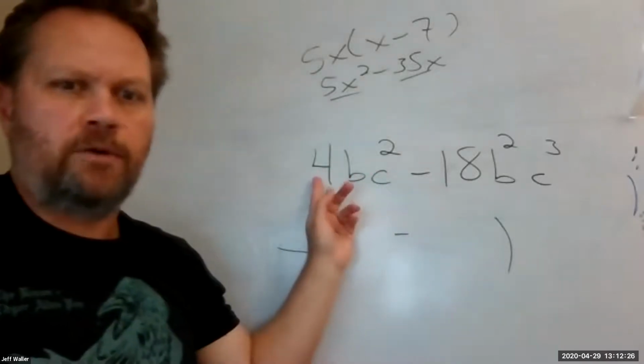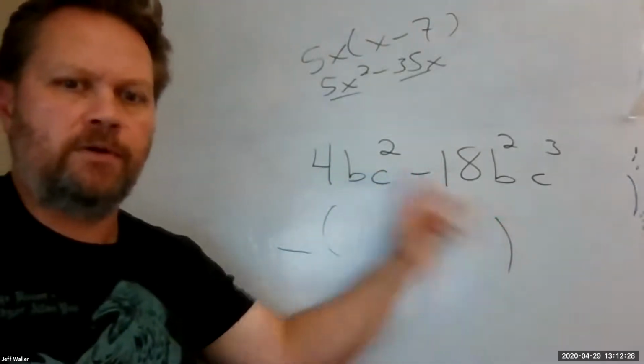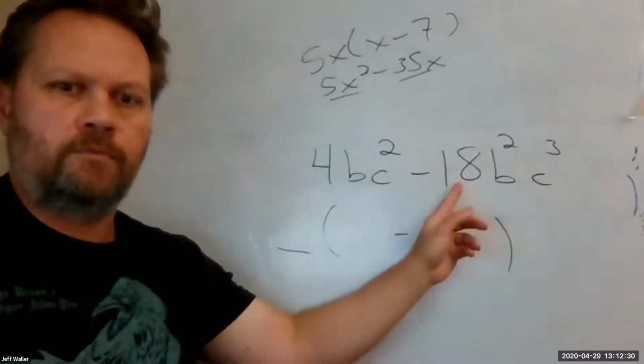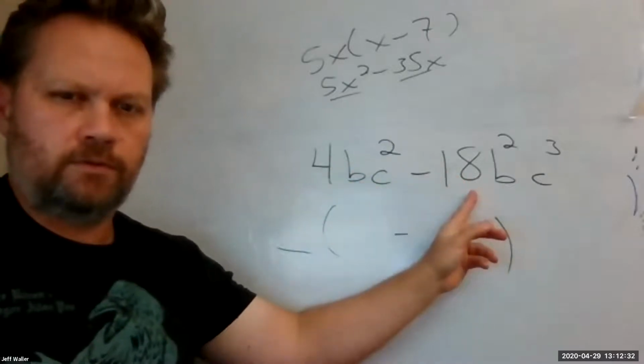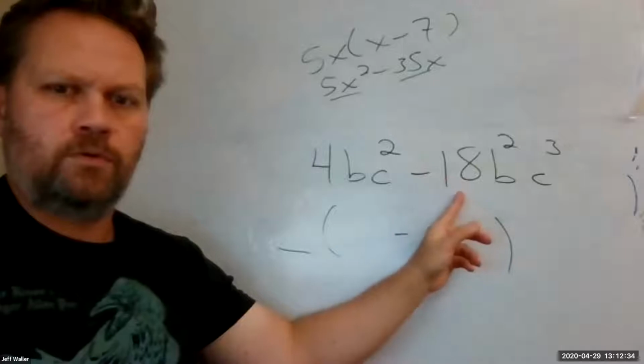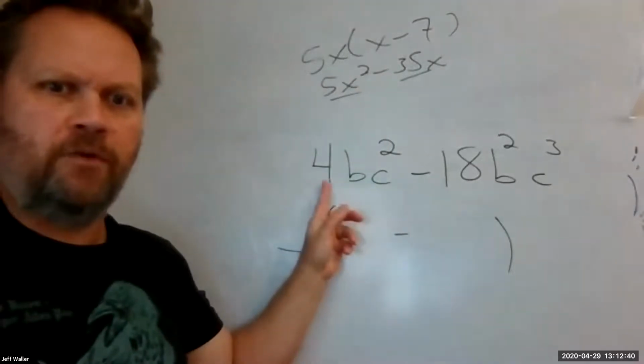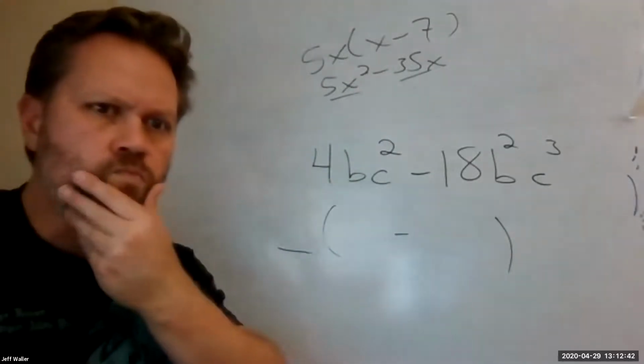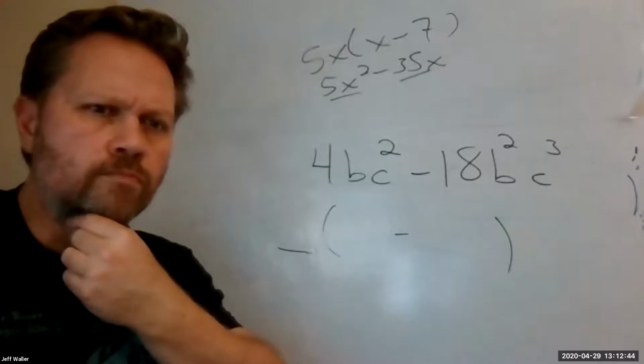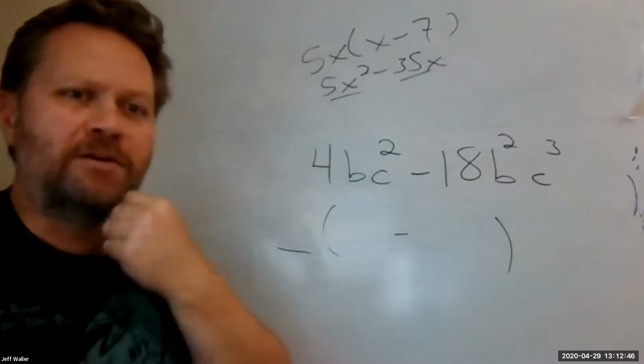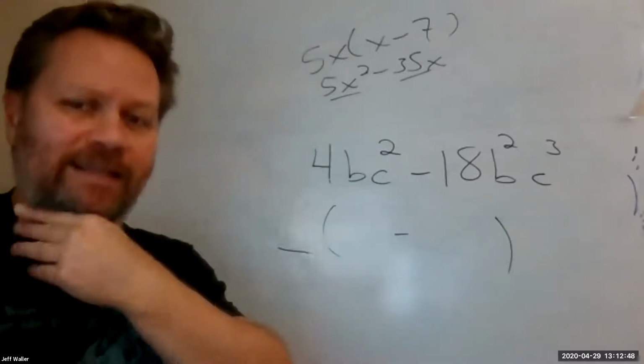Okay. So what number do I see that's common to both the numbers? What number goes into both of these? No, oh, sorry. Number. What number goes into both 4 and 18? What number goes into 4 and 18?